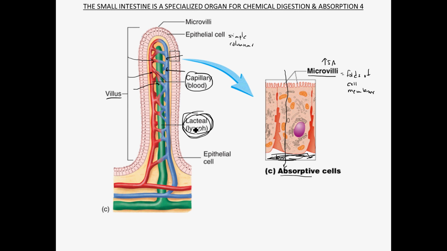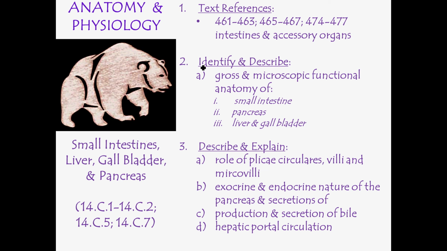So you should be able to now describe the gross and microscopic functional anatomy here of the small intestine and describe a little bit about the role of the plicae circulares, the villi, and the microvilli here.